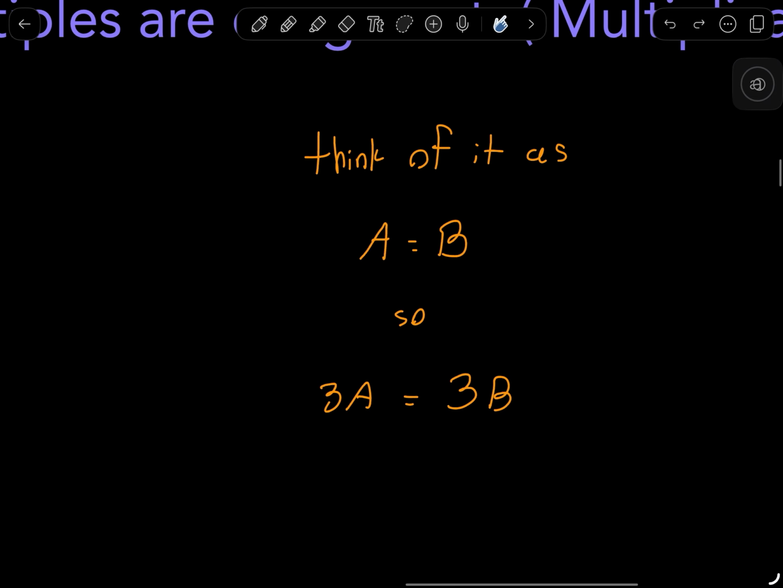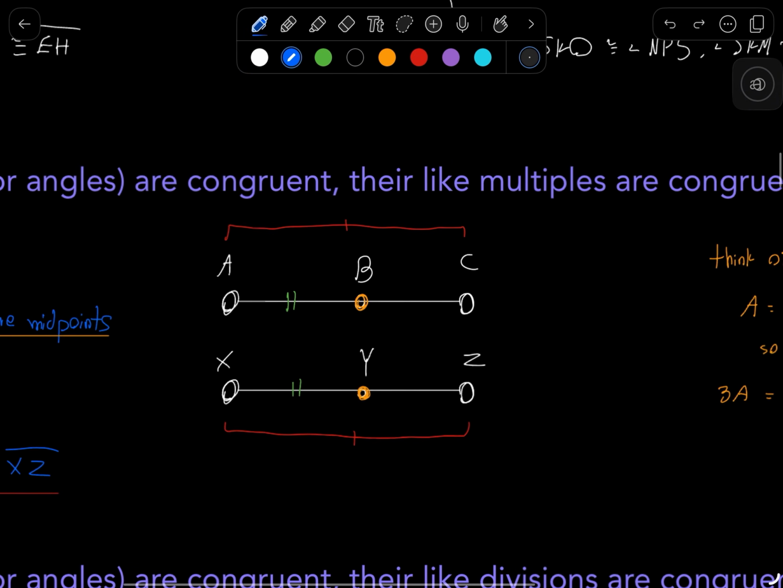And once again, I put an analogy here to a mathematical equation. If A equals B, of course, 3 times A would equal 3 times B. So once again, if you think of this as A, that's going to be 2A. If you think of this as B, the entire thing is going to be 2B. So of course, if A equals B, 2A equals 2B.